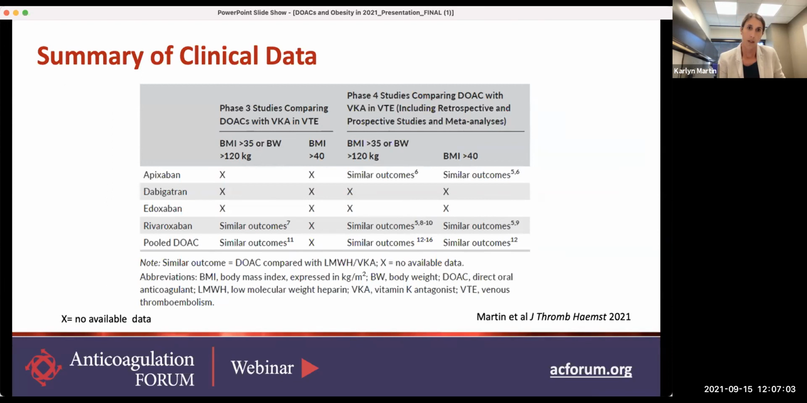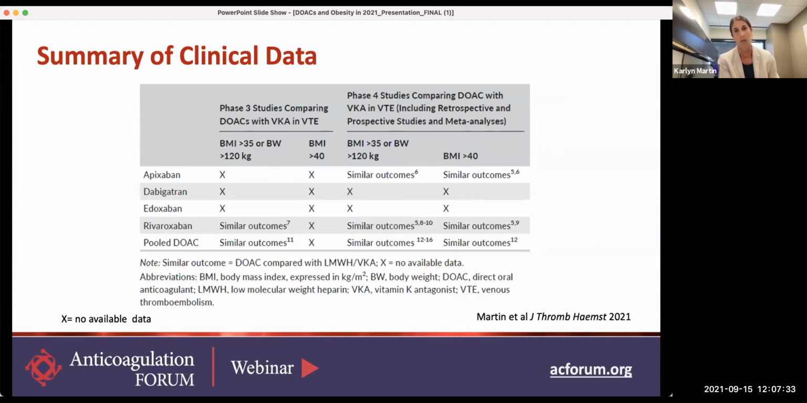Because of the studies that have been published since 2016, the authors of that original guidance paper got together and formulated updated guidance, which was published this year. We did a literature search to identify studies published on VTE treatment with DOACs and obesity, and then did video conferences to discuss our consensus recommendations, which were then published.